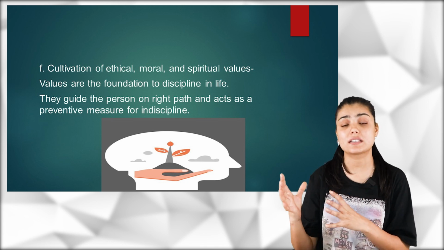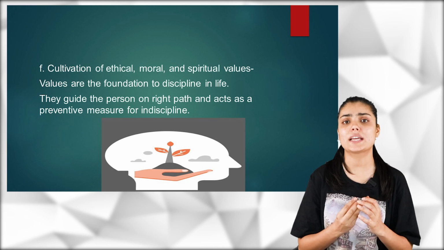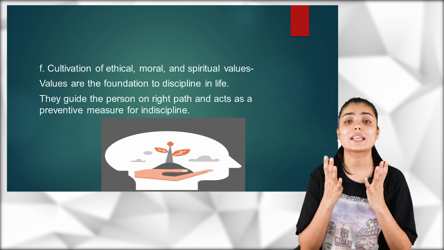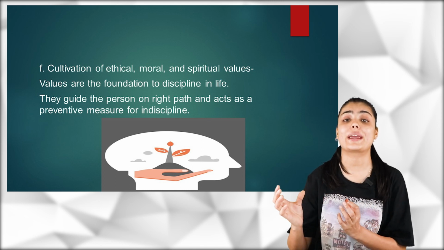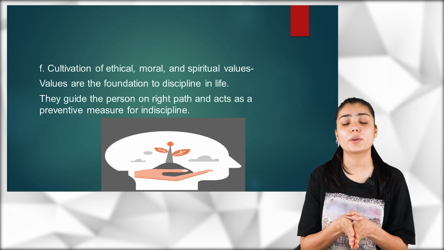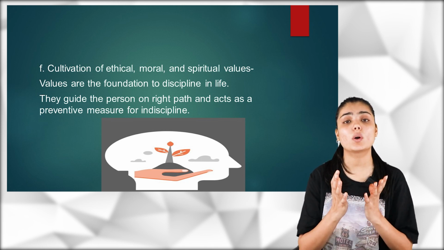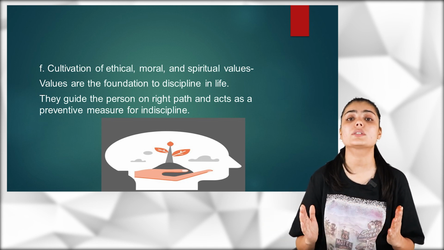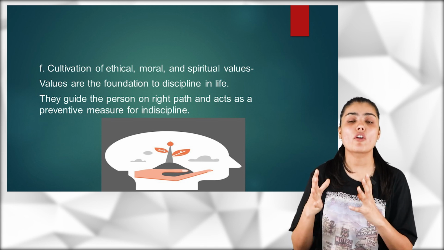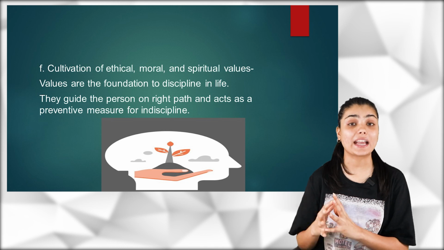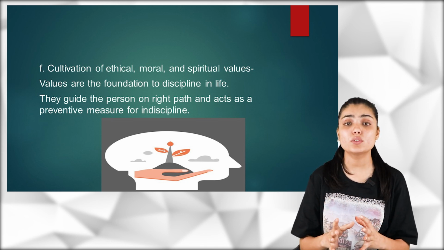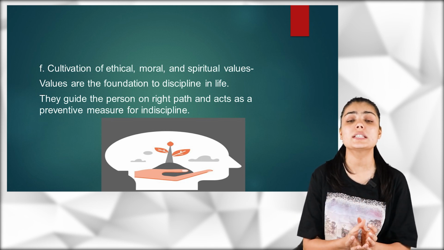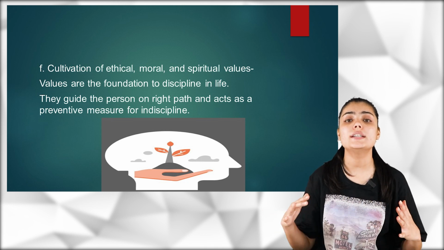Next, we have cultivation of moral, ethical, and spiritual values. Values are the foundation of discipline. We learn from our home certain values and we follow that throughout our life. So these values, spiritual values, cultural values, ethical values, they guide a person on the right path. If you are taught discipline from your home, if you know what is wrong and what is right, it helps the individual to move along the right path throughout their life. And so it will prevent any kind of indisciplinary actions. There must be enough significance given to ethical, moral, and spiritual values. It will help the students follow the right path and avoid indiscipline.